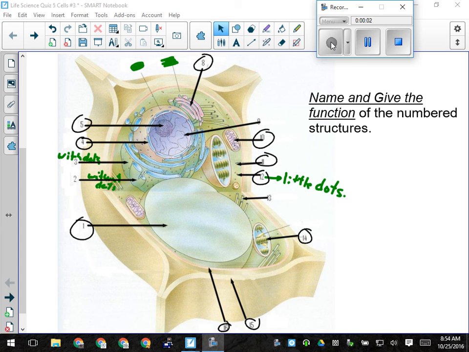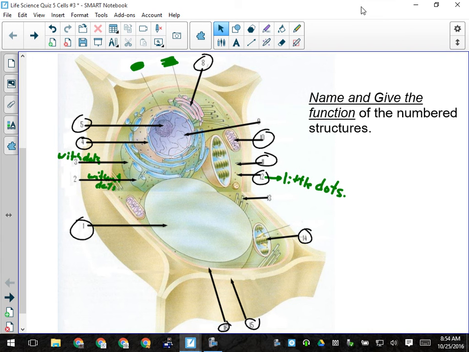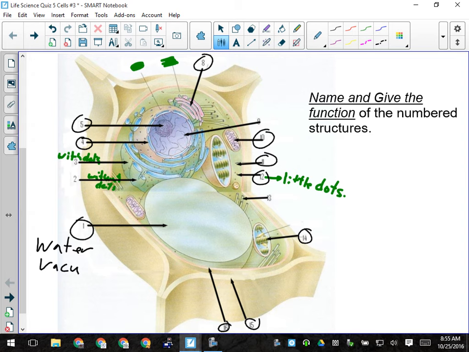Okay, so structure number 1 is our what? Water vacuole. Okay, and the water vacuole uses turgor pressure to support the shape of the cell. If there's something about supporting the shape of the cell or turgor pressure or something like that, okay, that's good for the function.